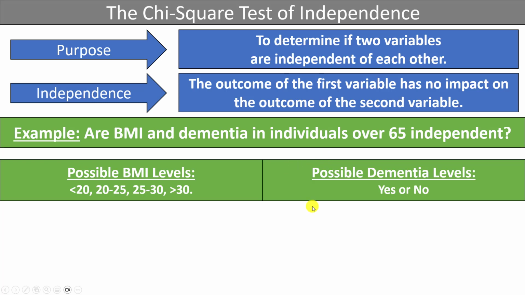And then for dementia, you could maybe think of more than two possible levels, but I'm just going to use yes or no. We could have like early onset of dementia or something, but I'm just going to say either yes, we've classified someone as having dementia, or no, we have not.